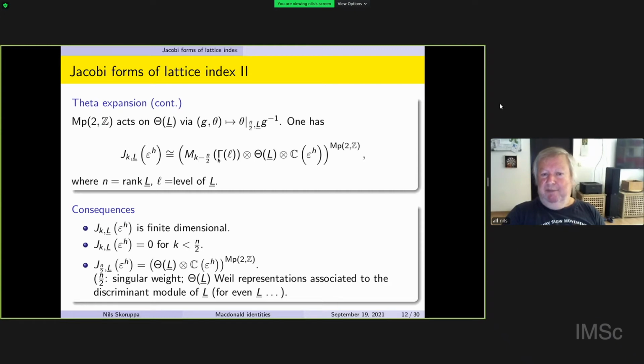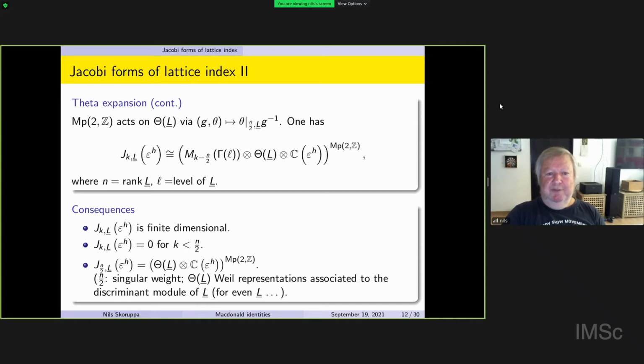Modular forms of weight k minus n over 2, and also the group Mp2(Z) acts on it, of course, from the left by just slashing it with g to the minus 1 as I did here. And so it's a left action. And you see here the one-dimensional Mp2(Z) module, which affords the character epsilon to the h. And the tensor product of this is then also an Mp2(Z) module. And you look at the Mp2(Z) invariants of this one here. And this is nothing else but the space of Jacobi forms. It's a natural isomorphism that you have here, which I just described. I don't describe it now, but it's a natural isomorphism that one can very easily deduce from the definitions.